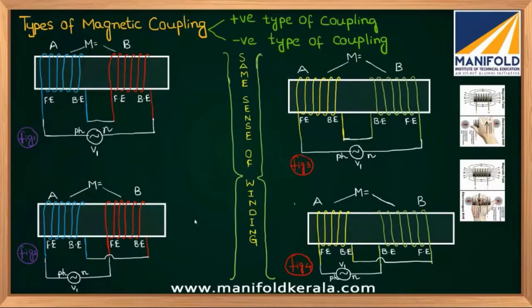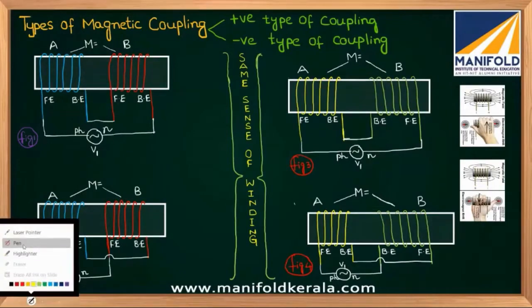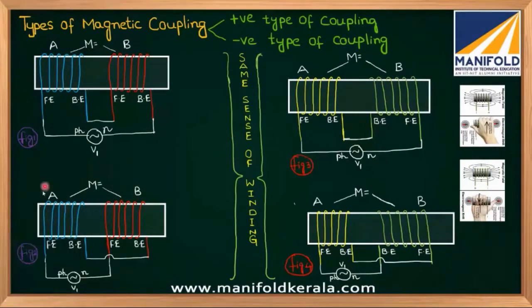See guys, I told you already that in a transformer, windings are magnetically coupled with each other. For the types of magnetic coupling, you have two types: positive type of coupling and negative type of coupling. I'm just going to explain the positive and negative types of coupling.